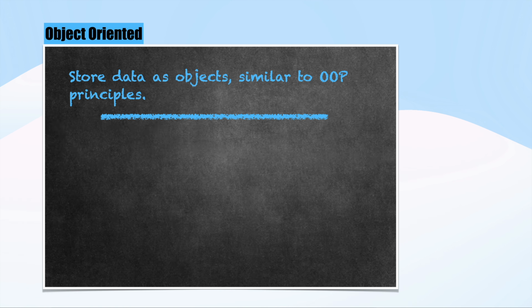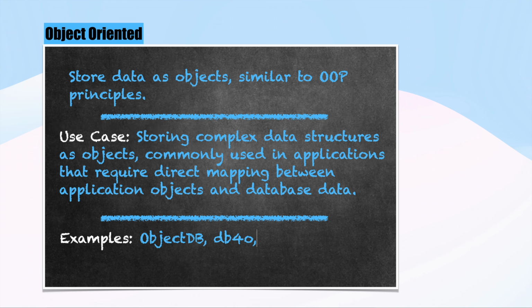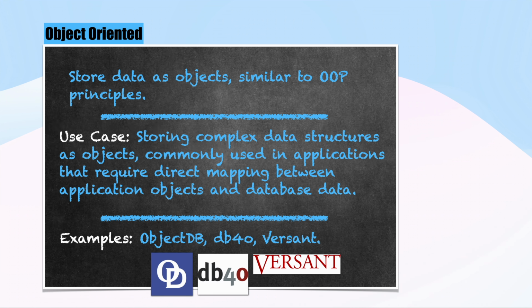So to summarize, object-oriented databases store data as objects, aligning perfectly with object-oriented programming principles. They are ideal for applications requiring direct mapping between the database and application objects, such as in automotive embedded systems or simulations. And popular examples include ObjectDB, DB4O, and others.